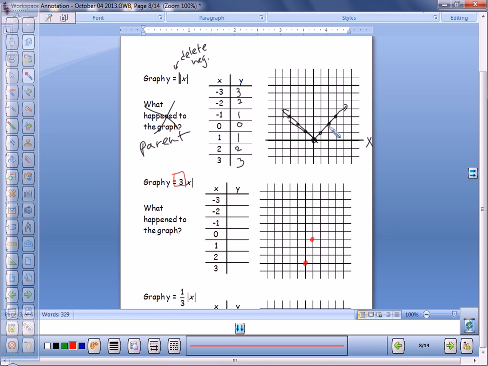Here we had a point at 2, 2. What is 2 times 3? Well, 2 times 3 is 6. Let's do this side. This is the point negative 1, 1. 1 times 3 is 3. This is the point negative 2, 2. 2 times 3 is 6. And here is my new graph.